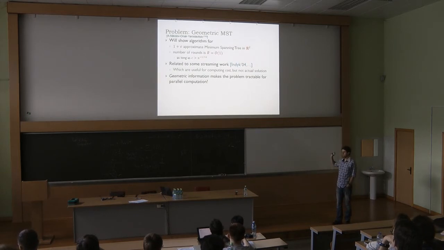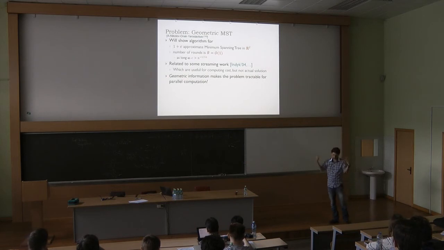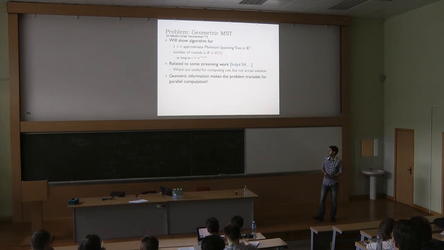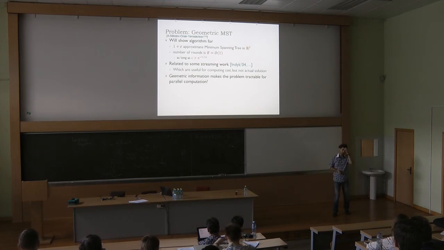I guess one message of this direction is that even though graph algorithms tend to be hard, especially in the sparse case, in these parallel models, if we have some geometric information, meaning that we have this graph, we can embed it into some, say, Euclidean space, then the problem becomes much more tractable for parallel computation.